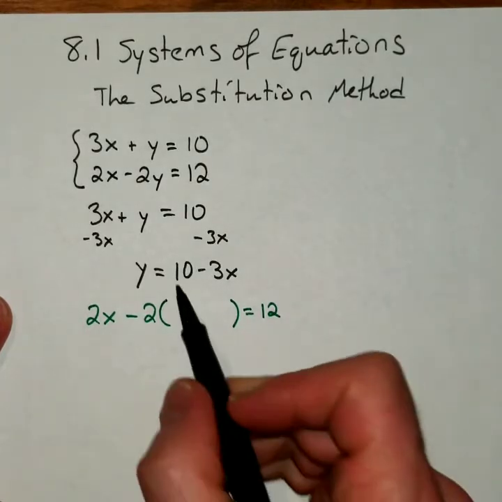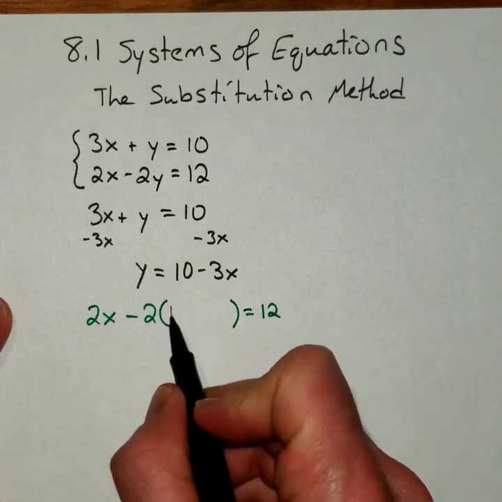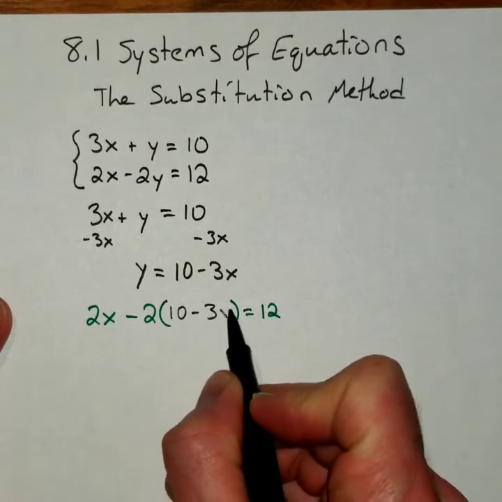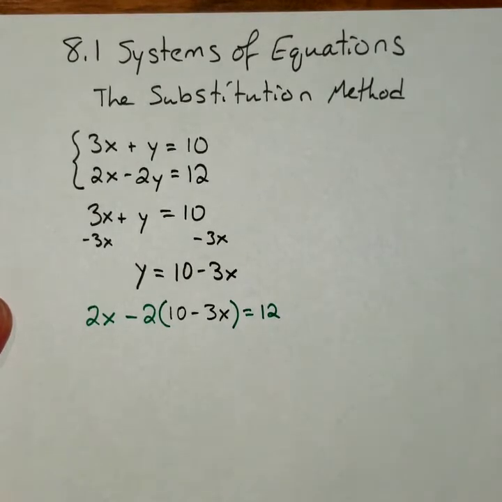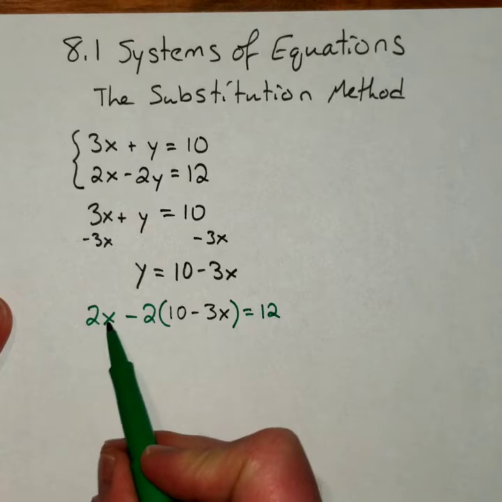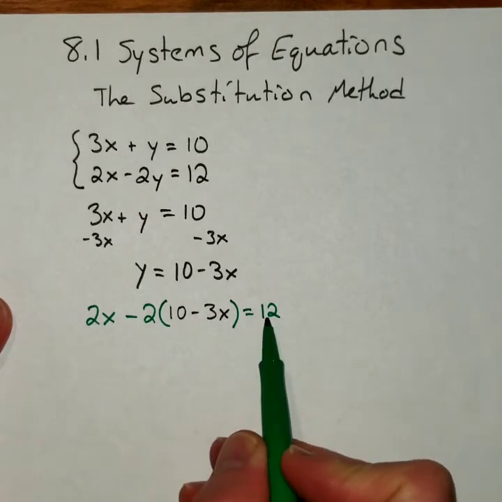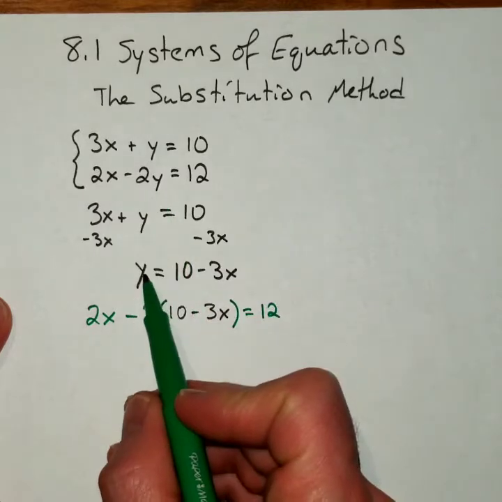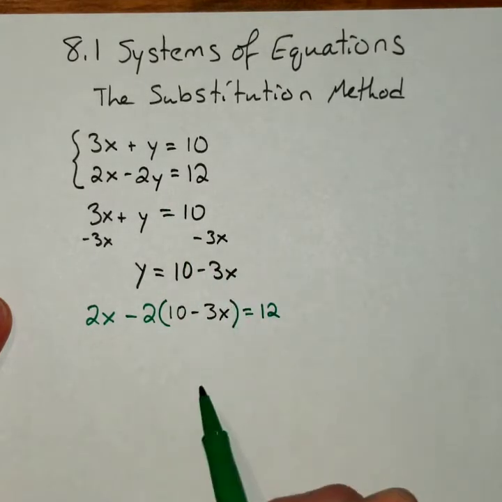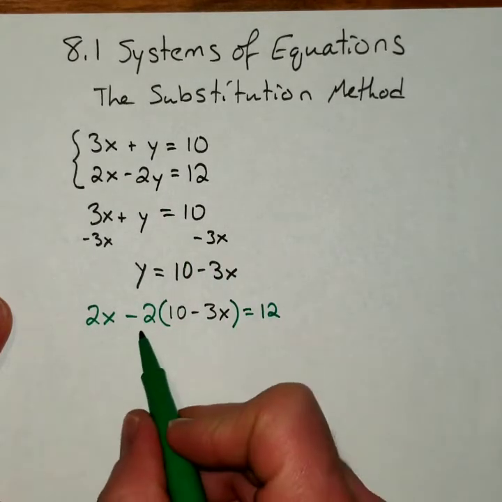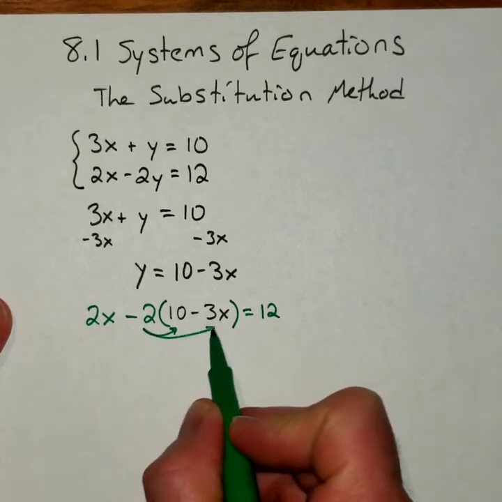So I'm going to leave a little space for that, and then I'm going to put my equal to 12. Okay. And now this 10 minus 3x is what's going to go in the parentheses there in place of the y. Okay, so the structure is still the same. 2x minus 2y equals 12, where the old y becomes the new y, this expression. Okay. Then we're going to distribute and solve.